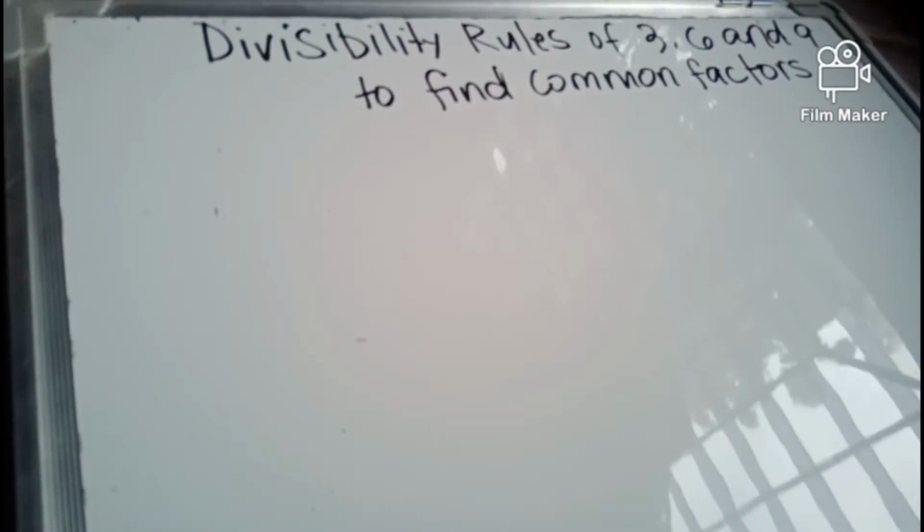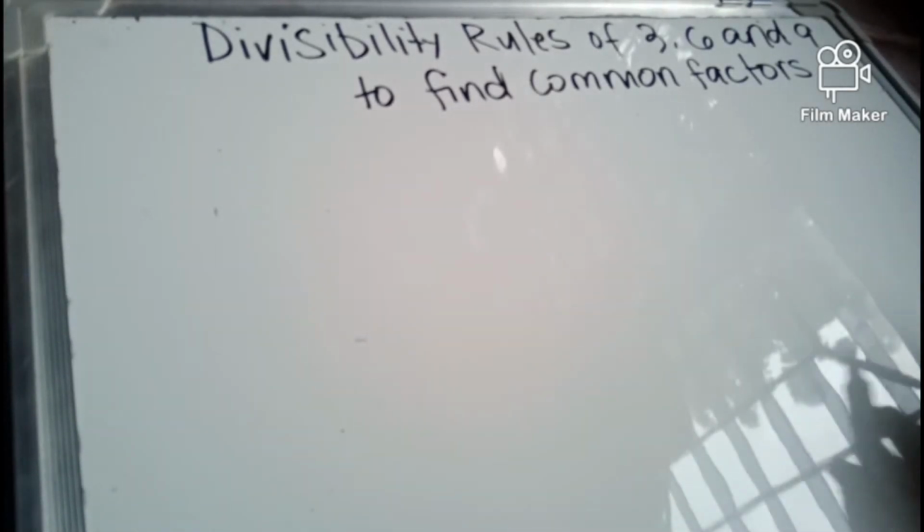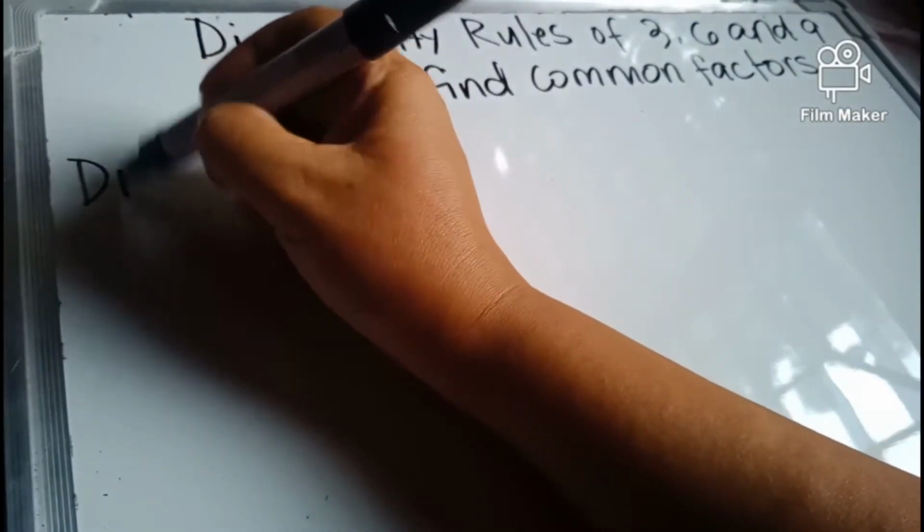Hello, this time, ang tutorial topic ko for today is all about divisibility rules of 3, 6, and 9 to find common factors. First, we have a divisibility rule.